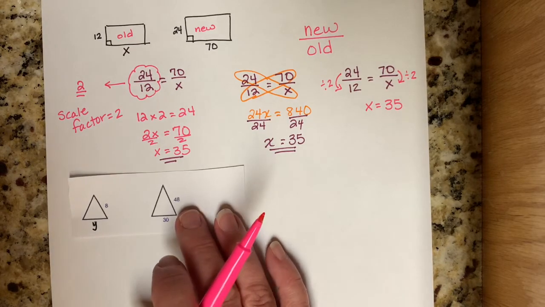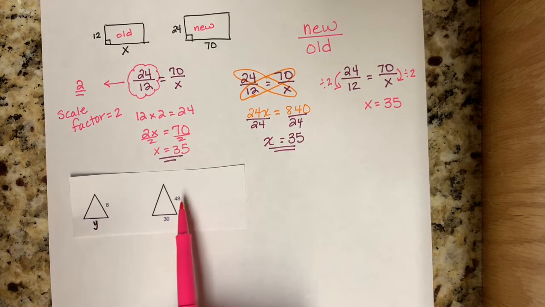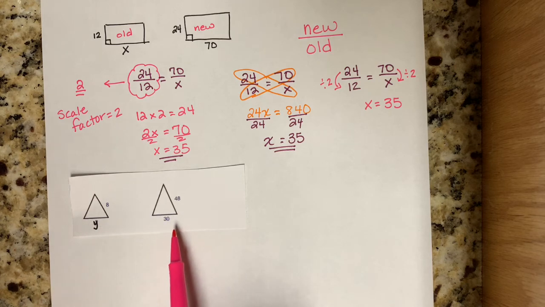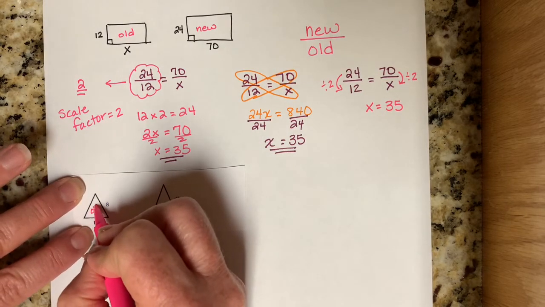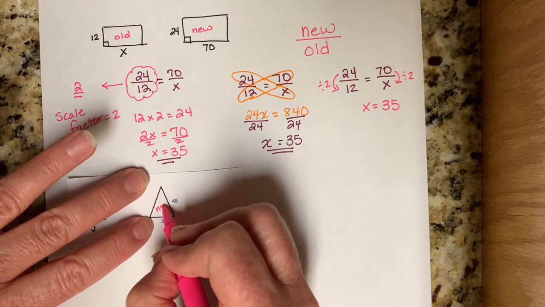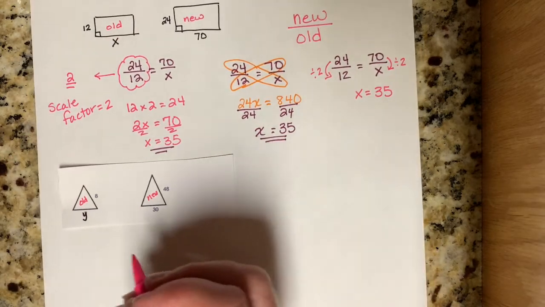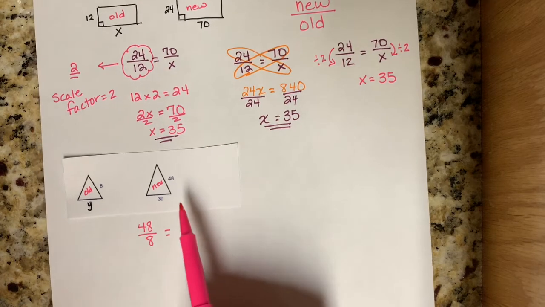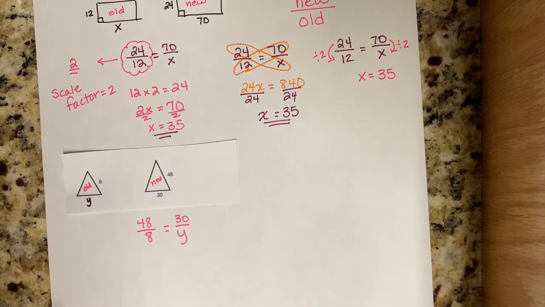In this one, I have two triangles. I noticed that my 8 and my 48 are in corresponding places, and that my y and my 30 correspond. That means that they are in the same location of the different triangles. We're going to call this our old triangle, and this one the new triangle. So if I do that, I'm going to put the new over the old. So we're going to write 48 over 8. And then I'm going to put 30 over y.